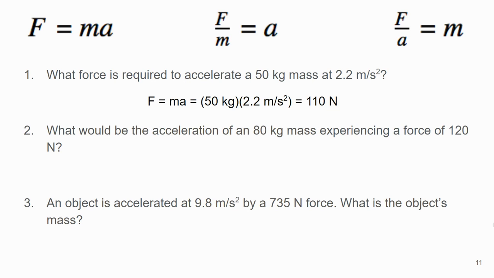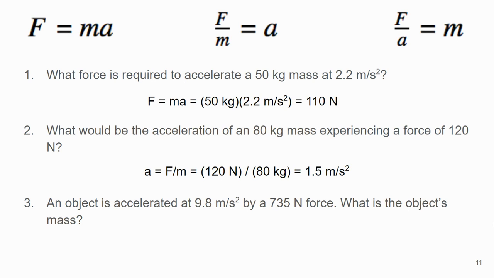The second question, what would be the acceleration of an 80 kilogram mass experiencing a force of 120 newtons? Well, we're trying to solve for a, so start with F equals ma, divide both sides by m, and you end up with a is equal to F over m. Plug in your numbers, and you get 1.5 meters per second squared.